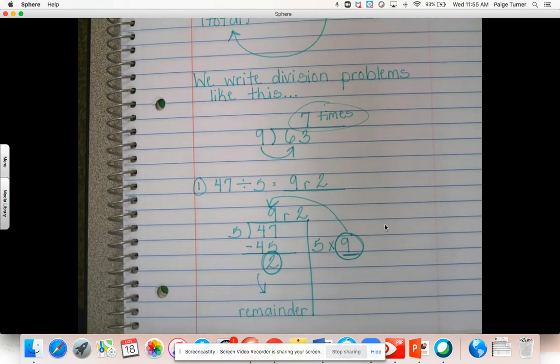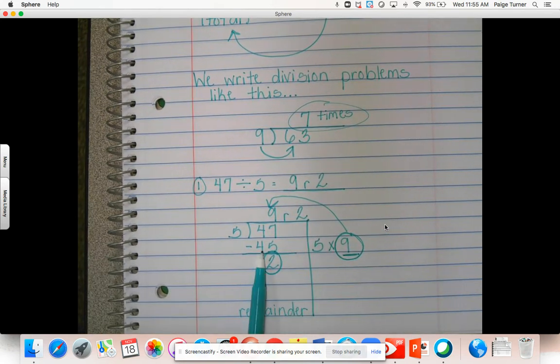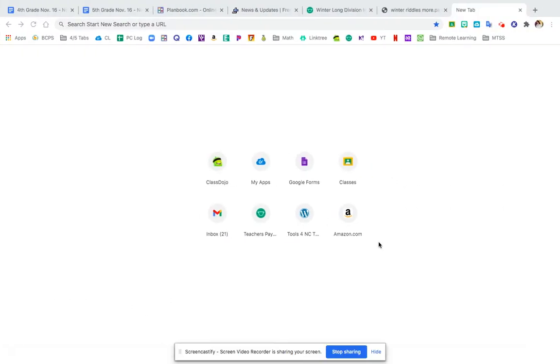So we have to know our multiplication facts, and then of course we have to be able to subtract. So we're using multiples of 5 to break down our total until we get a remainder, or maybe we just break down our total evenly and then we don't even have a remainder. Okay. All right. So I'm going to go ahead and turn the page here and we're going to do several practice problems just like this one.